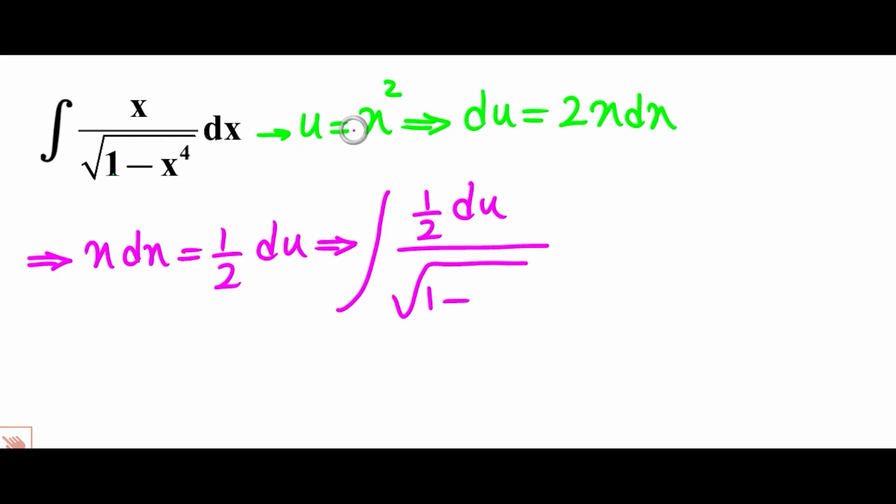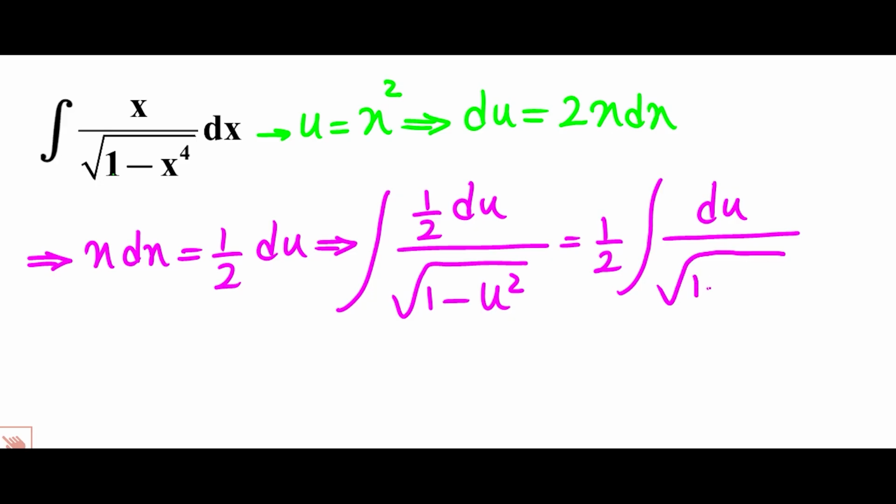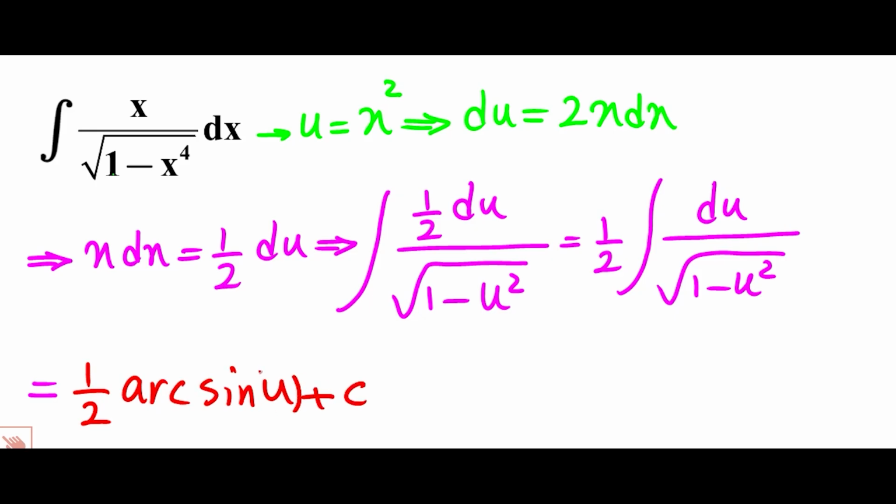So we have u is x squared, so x to the power of 4 is u squared. So we have 1/2 the integral of du over the square root of 1 minus u squared. Now it's just the standard arcsine formula, which means it equals 1/2 arcsine of u plus c, or 1/2 arcsine of x squared plus c.